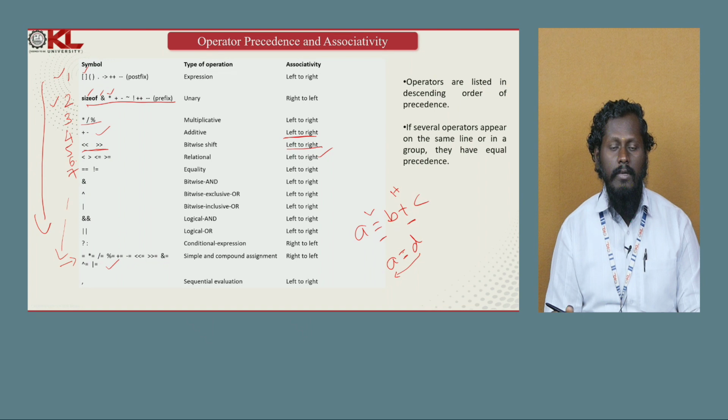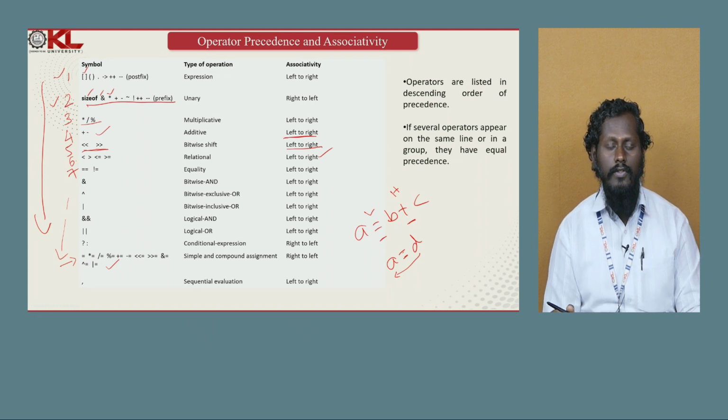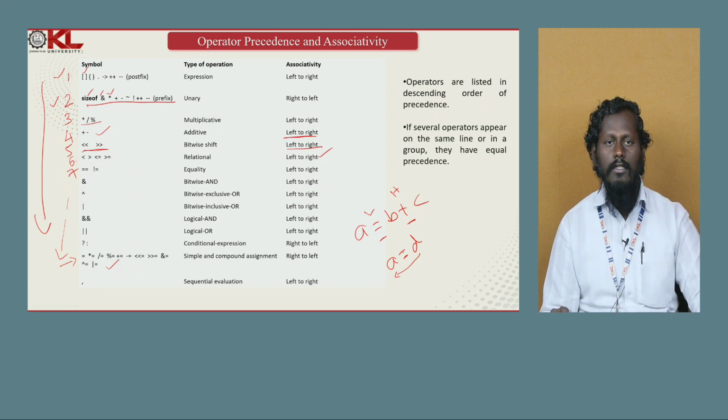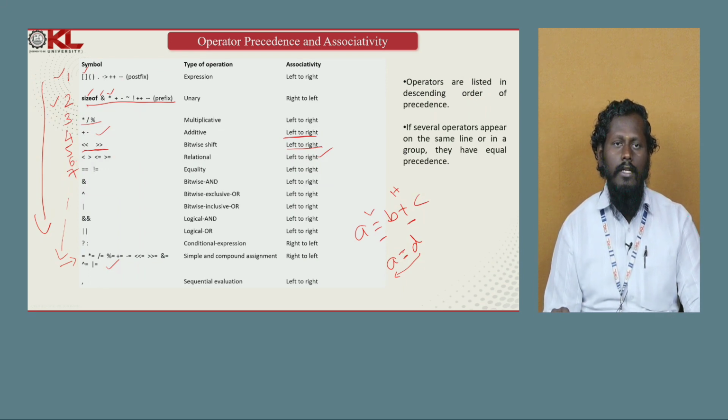And the last one is member selection operators. It also goes from left to right. From left to right, all the operands will be evaluated. So this table gives a very clear picture that for each and every expression we have to look into operator precedence and associativity.